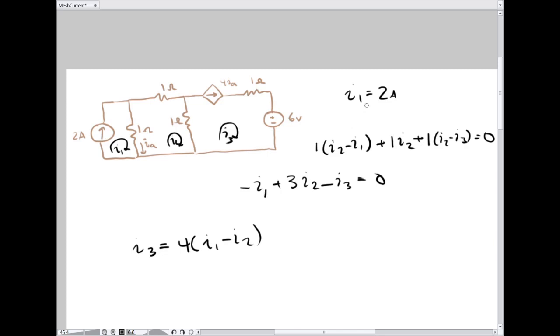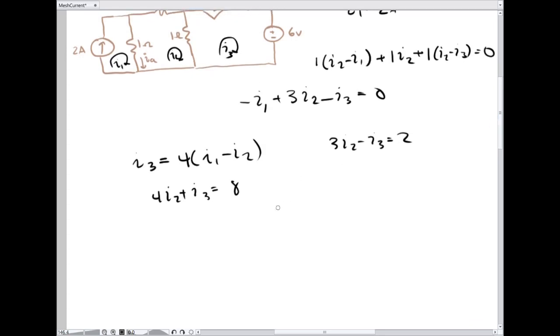So then I can just plug in this I1 equals 2. So I get 3I2 minus I3 is equal to 2. And 4I2 plus I3 is equal to 8. Easy elimination here. 7I2 is equal to 10. I2 is equal to 10 sevenths.